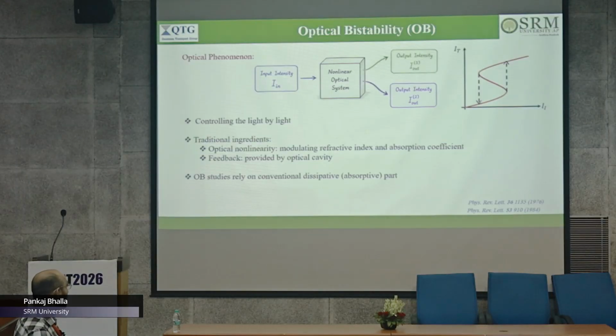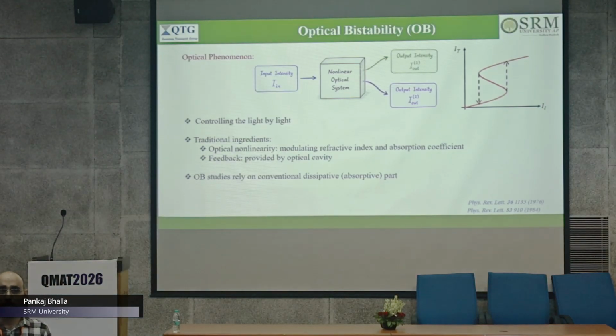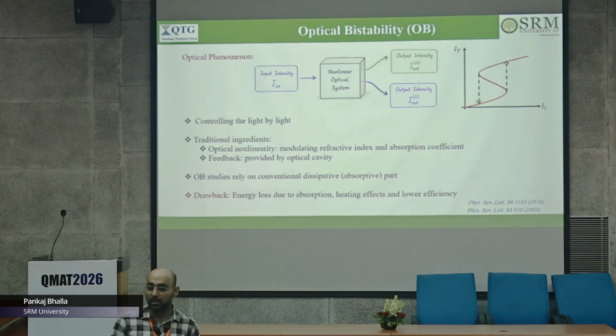However, we can see that this optical bistability only occurs with a dissipative part. We are now in a scenario where we are mainly looking for non-dissipative things. The drawback is that energy losses happen due to this phenomenon, so one has to look for an alternative method to reach the non-dissipative regime. The question arises: can we have optical bistability by an alternate route which can give rise to non-dissipative behavior, where one can reduce the energy losses?